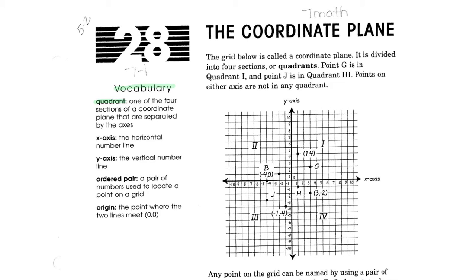We have quadrant, which is one of the 4 sections of a coordinate plane that are separated by the axis. We have the x-axis, which is the horizontal number line. We have the y-axis, which is the vertical. We have the ordered pair, which is a pair of numbers used to locate a point. And we have the origin, the point where 2 lines meet, 0, 0.